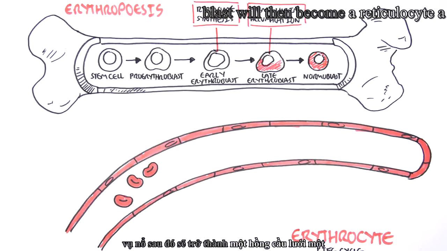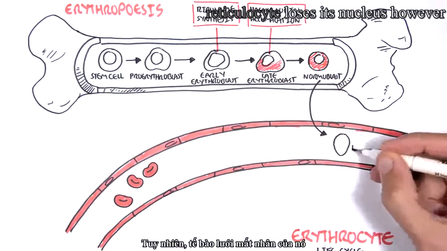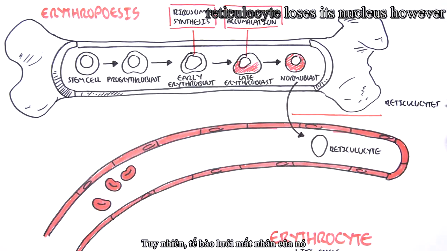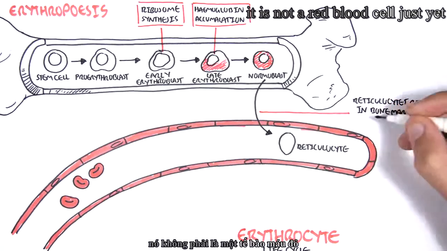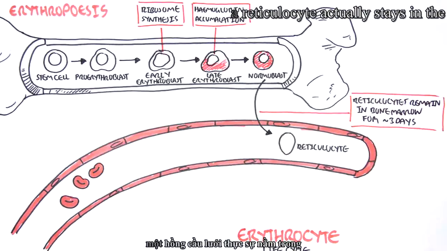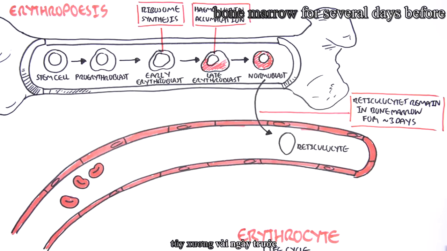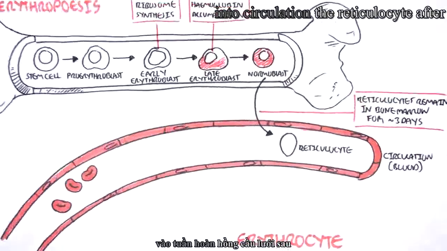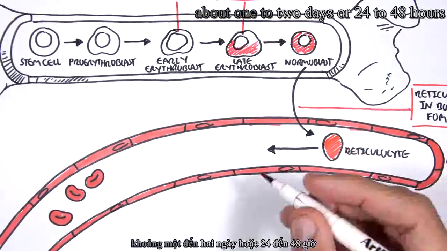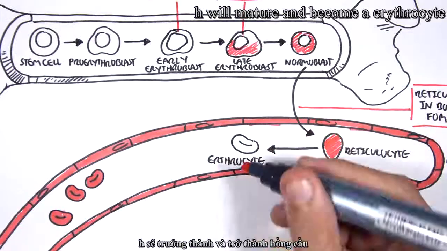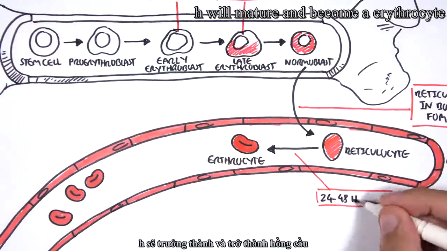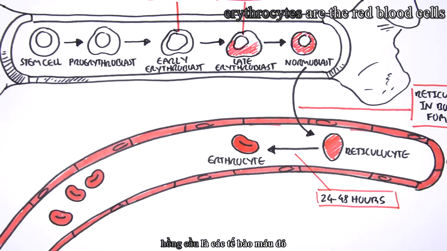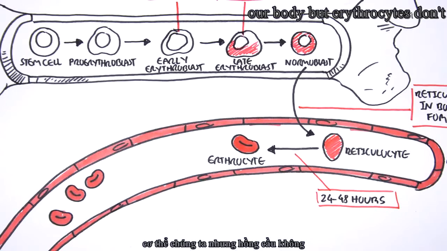A normoblast will then become a reticulocyte. A reticulocyte loses its nucleus. However, it is not a red blood cell just yet. A reticulocyte actually stays in the bone marrow for several days before entering circulation. And once entered into circulation, the reticulocyte, after about 1 to 2 days or 24 to 48 hours, will mature and become an erythrocyte. Erythrocytes are the red blood cells that we know that circulate and carry oxygen around our body.